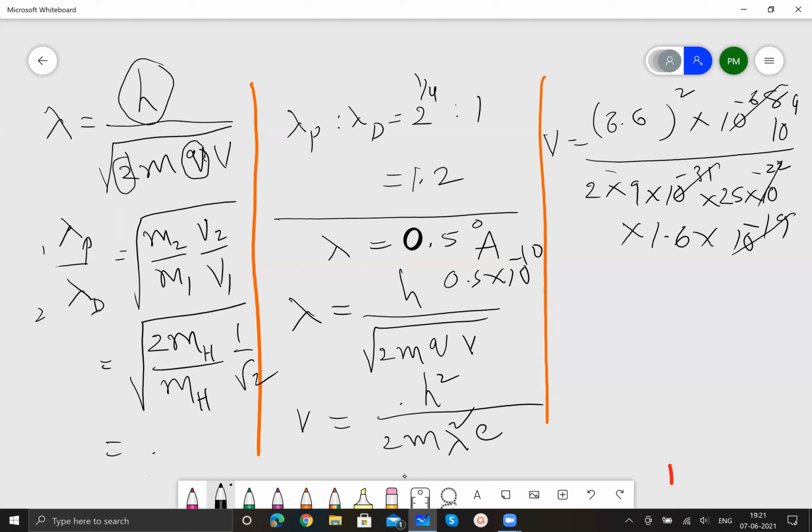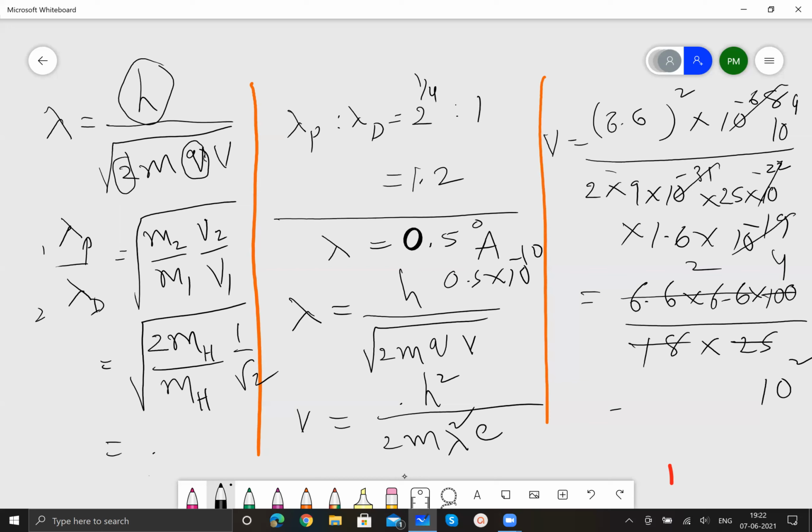Then what is left? 6.6 into 6.6, you take out 100 by 18 into 25, multiplied by 10 square, because out of 10 to the power of 4 I have taken 100. So 25 fours. This is nearly 2s. So 800 volts. I am approximating. So the required answer is 800 volts.